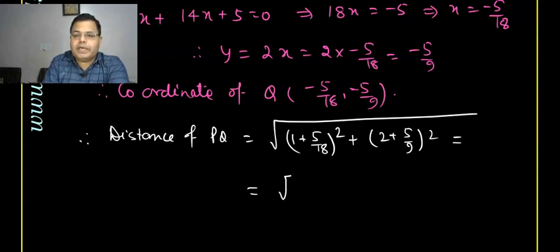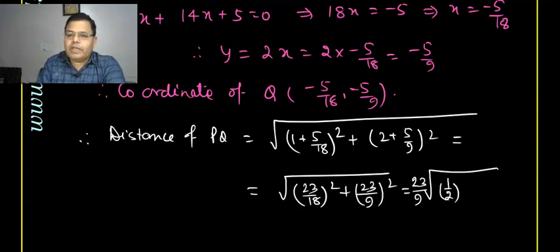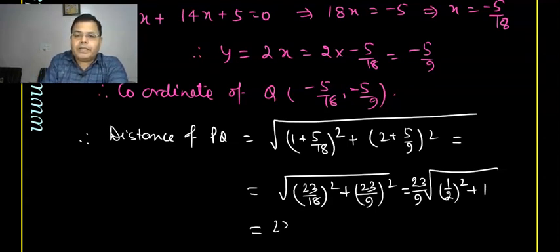That will be nothing else but 18 plus 5 is 23 by 18 whole square plus 9 into 2 is 18 plus 5, 23 by 9 whole square. So 23 can be taken out because it is a square, and 1 by 18 square plus 1 by 9 square. So 9 square can be also taken common. So what will be that? 1 by 2 square will be left, and here 1 is left. So it will be 23 by 9, this is 1 by 4 plus 1 is 5, under root 5 by 2, right? So that will come.